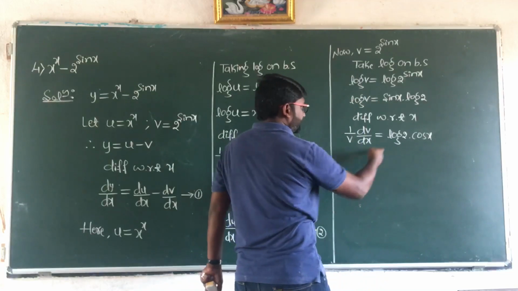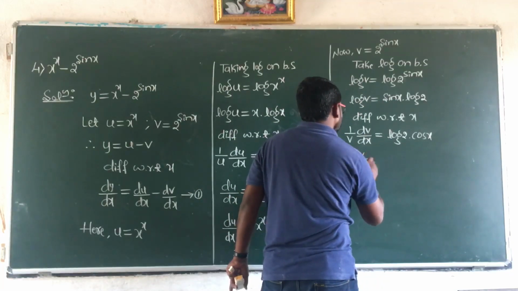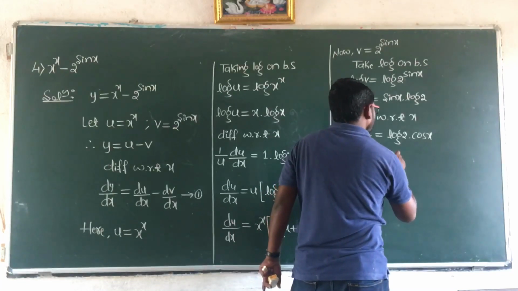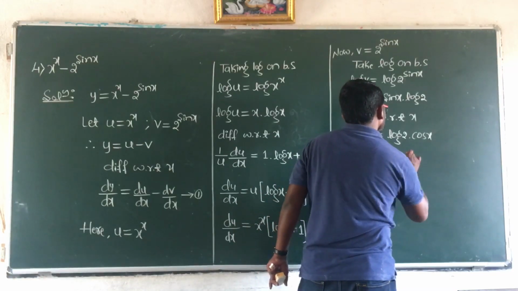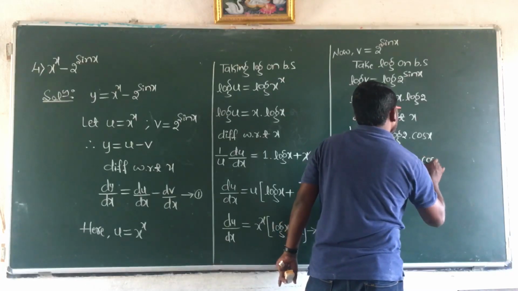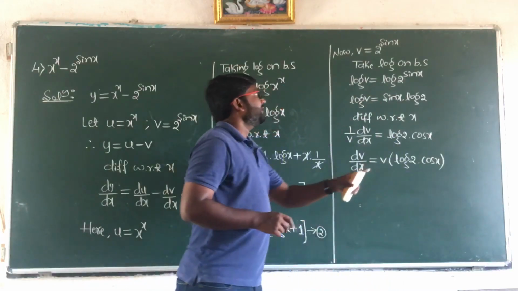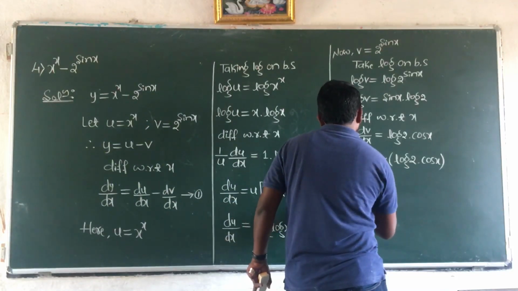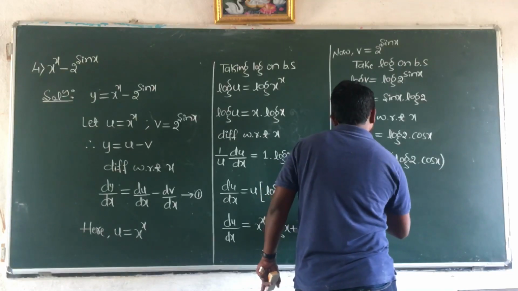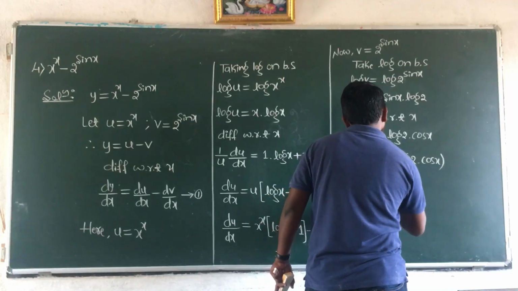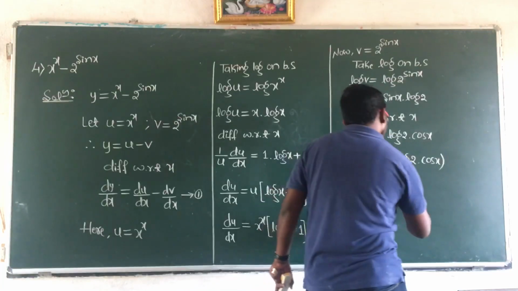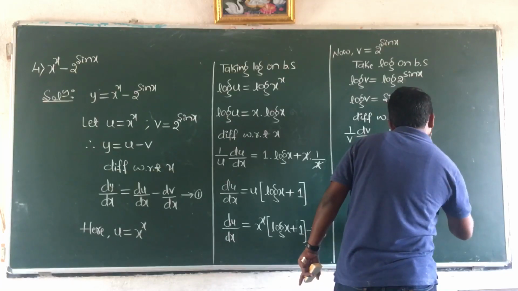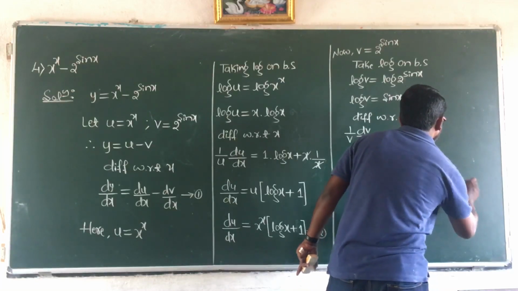So now take v to the RHS. dv by dx is equal to v into log 2 into cos x. What is v here? v is equal to 2 to the power sin x. That we have to substitute. dv by dx is equal to 2 raised to sin x into log 2 into cos x. I call this equation number 3.